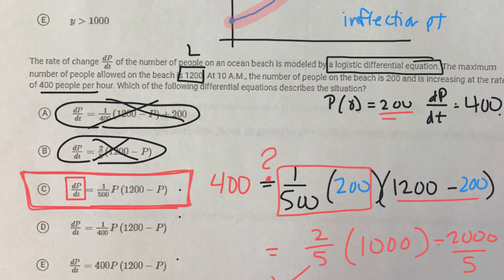If that wasn't true, then we would try to plug in 400 here and 200 there, and then try it in the next one, and so on. You just keep plugging in values until you see the one that actually works. That's a test-taking strategy. Let's look at page 3.